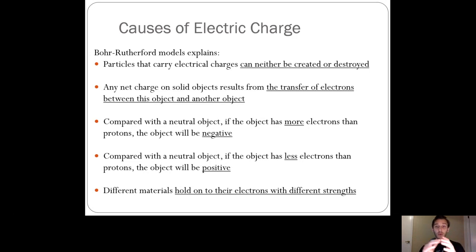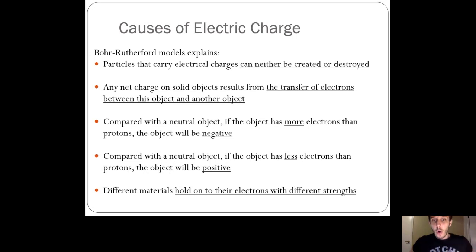So if you have a neutral object, it has the same number of positive and negative charges. That's why it's neutral. The positives counteract the negatives. If you happen to have more electrons than protons, you're going to make the object negative. If you have the opposite, fewer electrons than protons, then the object will become positive. And this last point is just what I said. I forgot it was written here at the bottom.